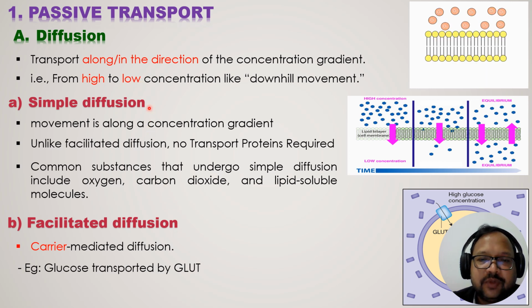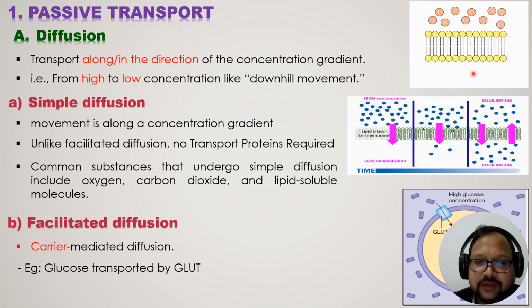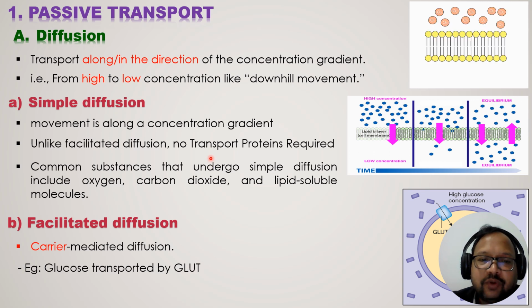In both simple diffusion and facilitated diffusion, the molecule or substance moves from higher concentration to lower concentration without using any energy. It means the substance is transported along the concentration gradient, so it is also called a downhill movement. In simple diffusion, compared to facilitated diffusion, the molecule moves from higher concentration to lower concentration without using any transport proteins. A simple example in our body is the alveoli, where oxygen and carbon dioxide are transported by simple diffusion.